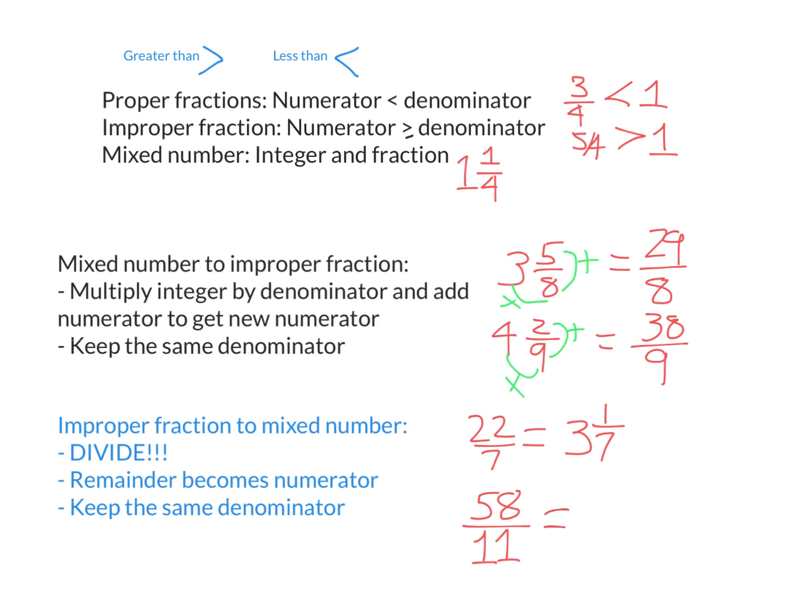So 58 over 11. 11 goes into 58 5 times. So that's the integer part. The remainder is 3, that's the numerator, and we keep the same denominator. So once again, these are the exact same number, same value. They're both equal to 5.272727, which goes on forever. They're both equal to the same thing, but they're just written in a different way.